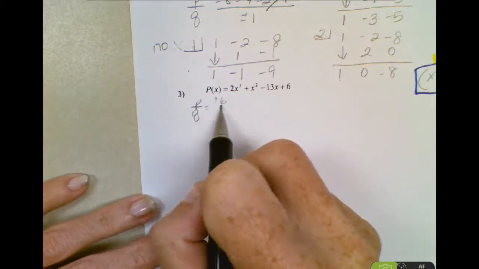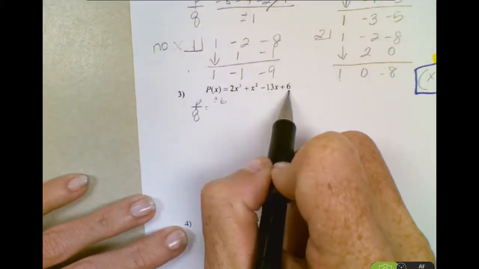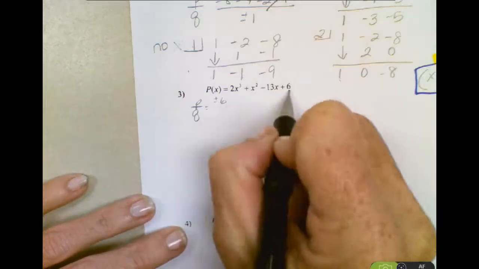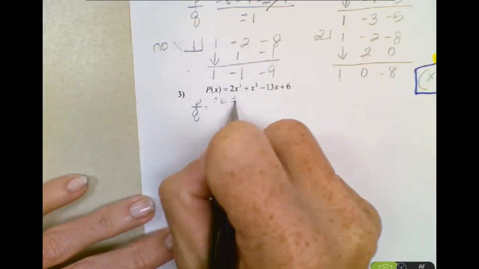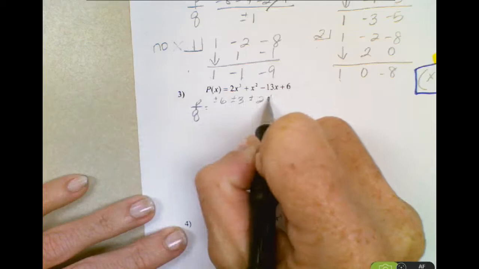So let's go listing all of our factors of the constant in number 3. So that's 6. So we have plus or minus 6, plus or minus 3, plus or minus 2, plus or minus 1.